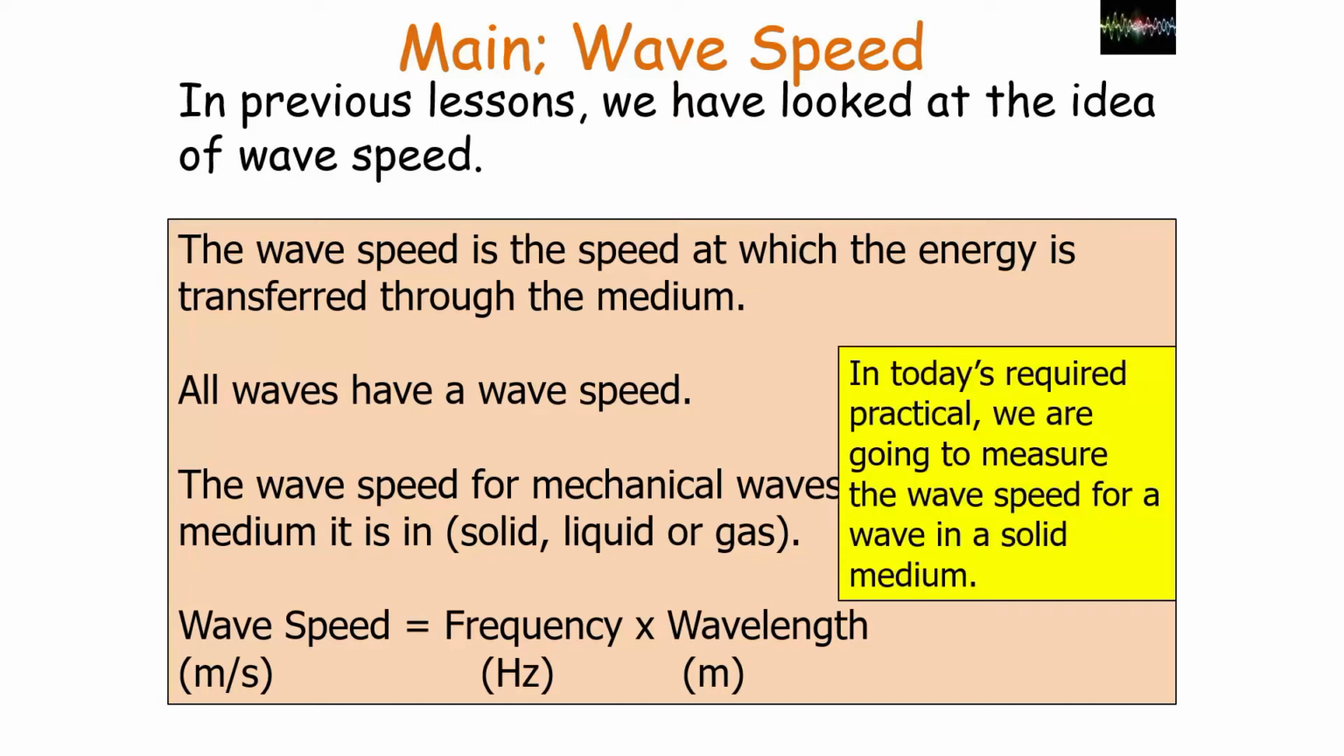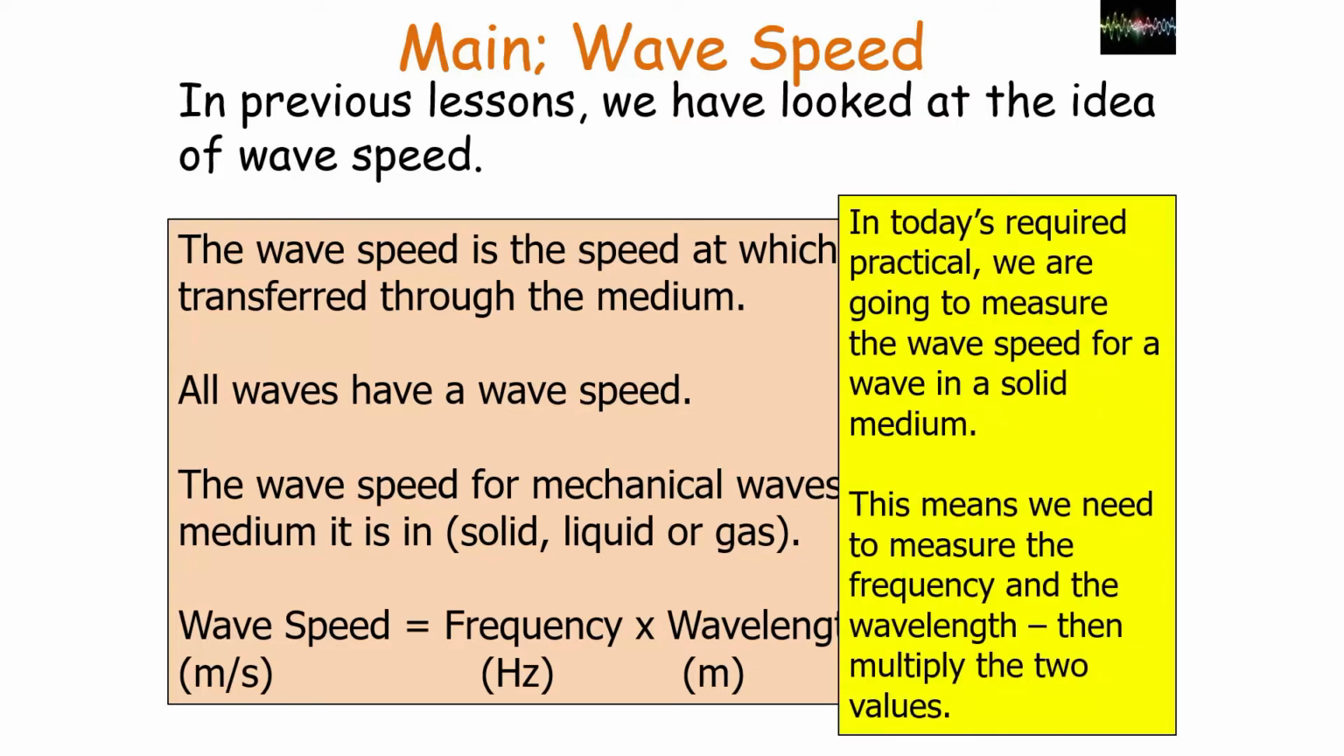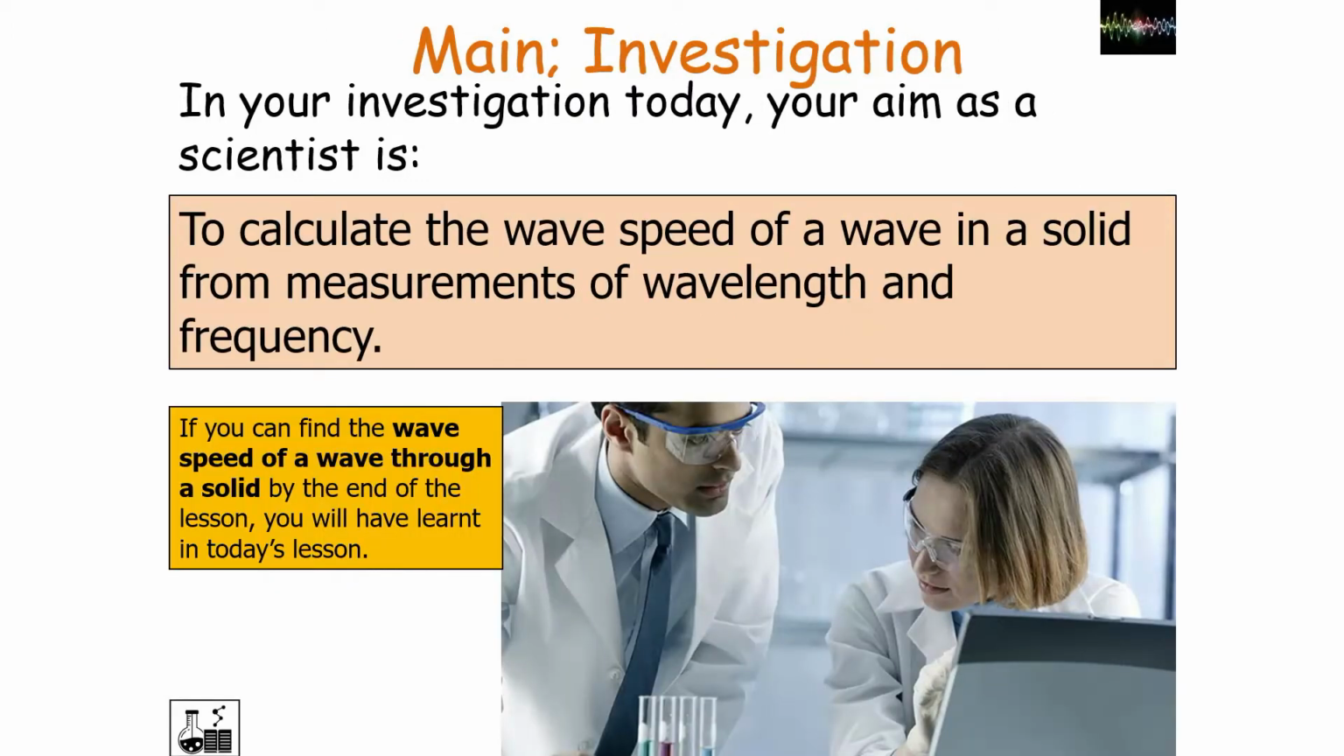Now in today's required practical we're going to measure the wave speed for a wave in a solid medium. So this means we'd need to measure frequency and wavelength and then multiply the two values together to calculate the wave speed. So in the investigation today, in this required practical, the practical you must know for your GCSE examinations, we are going to look at how you calculate the wave speed of a wave in a solid from measurements of wavelengths and frequency.